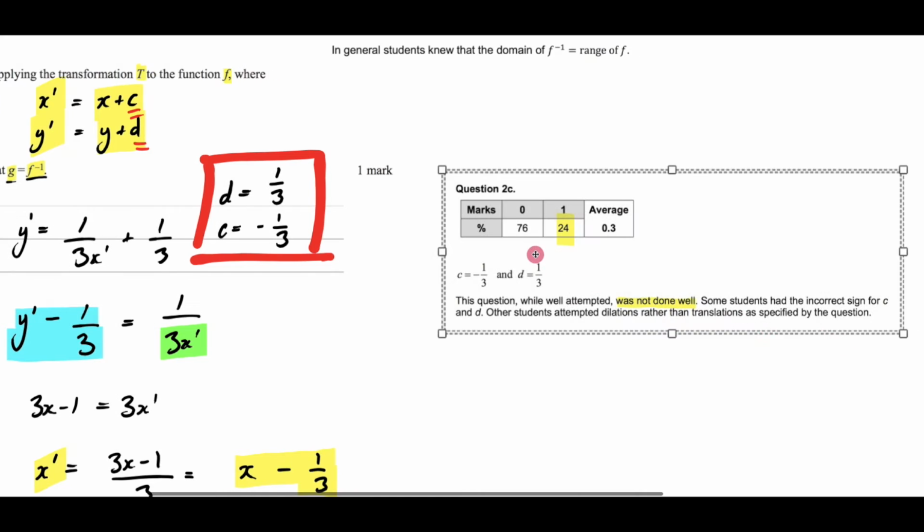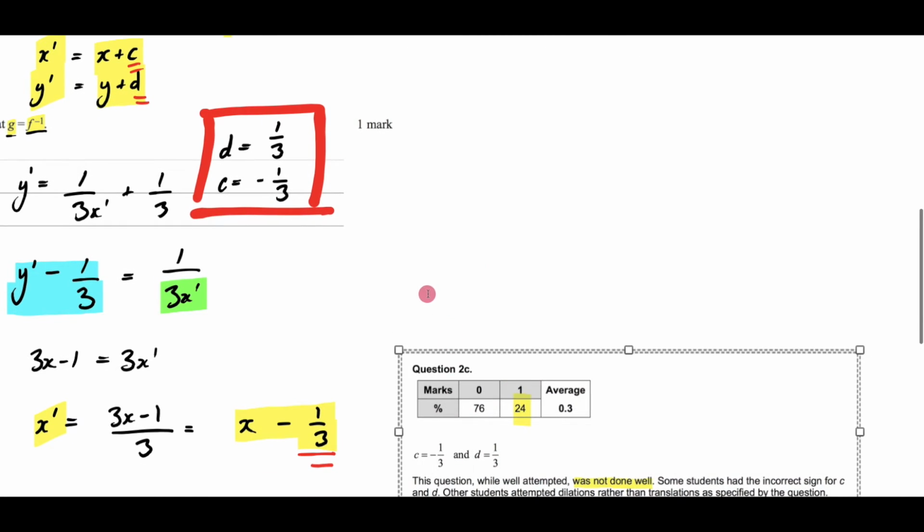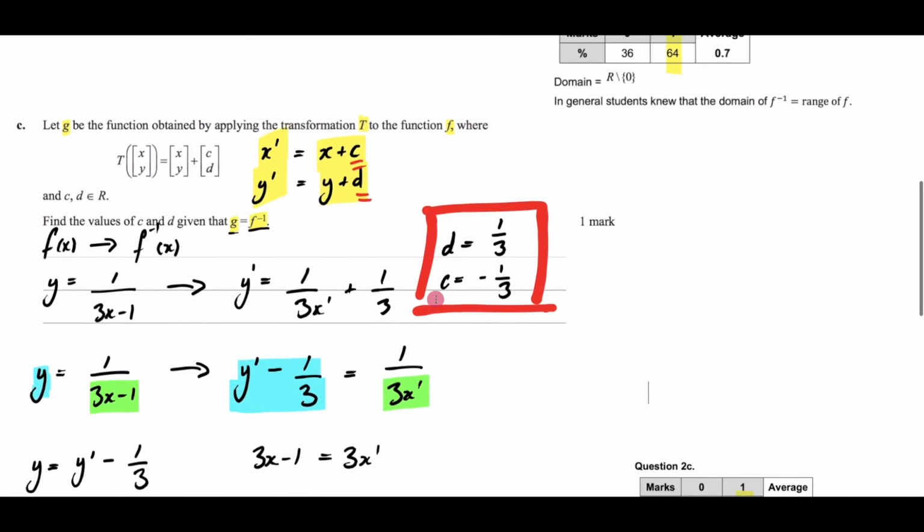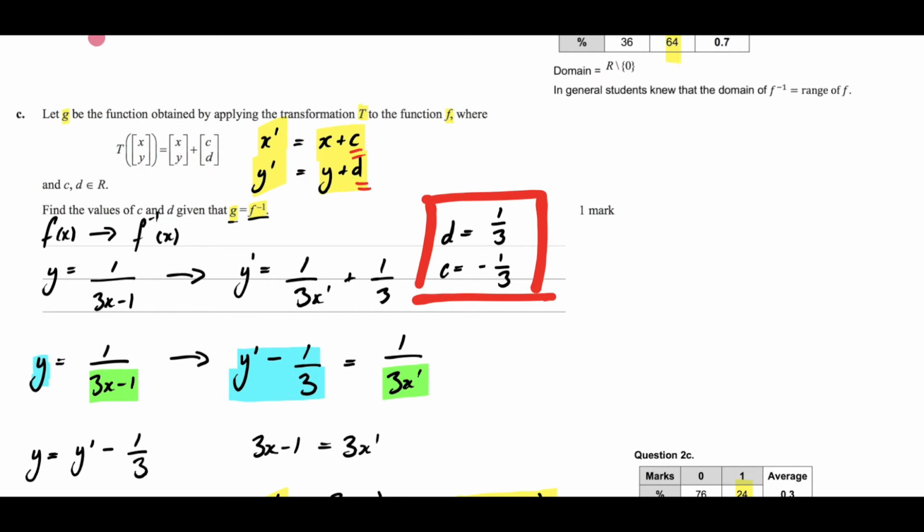So let me just kind of clean this up a little bit. Let me move this over here, like this. All right, so if we were to do this by inspection, so what does that mean? I'm gonna do it by inspection. So I'm starting with y is equal to 1 over 3x minus 1, and that is turning into y is equal to 1 over 3x plus 1 over 3.